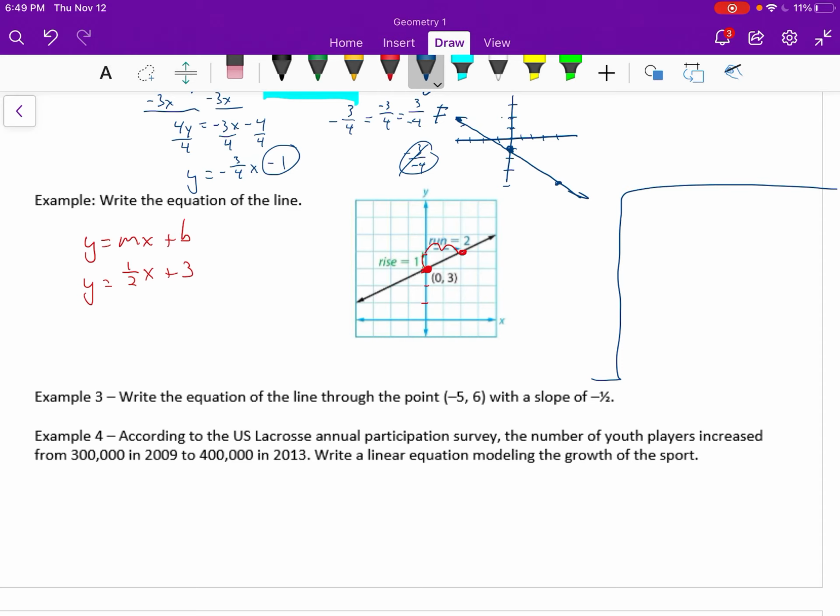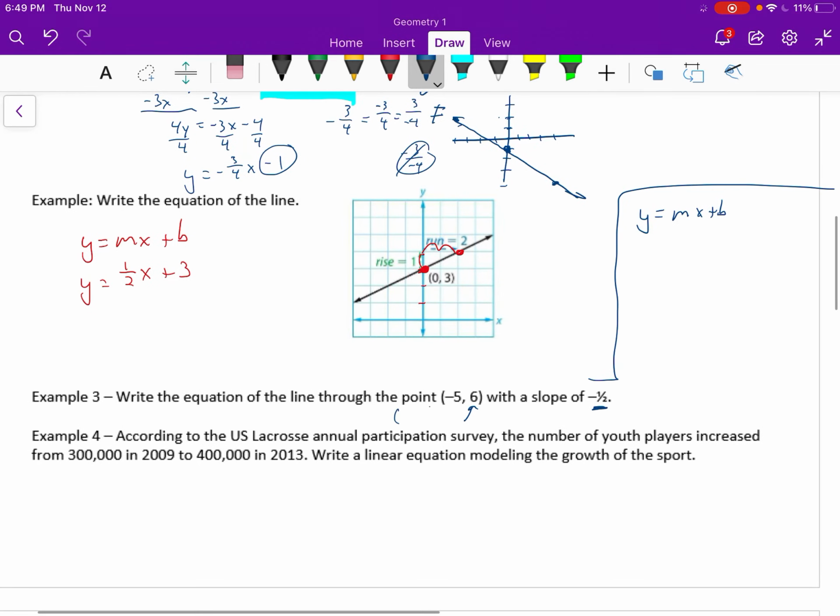Write the equation of a line through the point negative 5, 6 with a slope of negative 1/2. Well, we can start with y equals mx plus b again, and we need the slope and the y-intercept. Well, we have the slope, but we don't have the y-intercept. We can't just throw in 6 and say that's our y-intercept. The y-intercept has to have a 0 and then your y value.